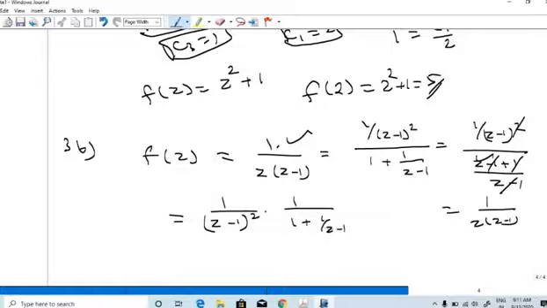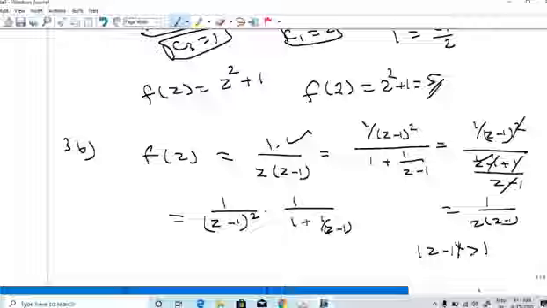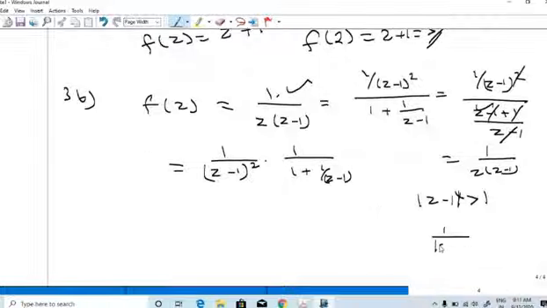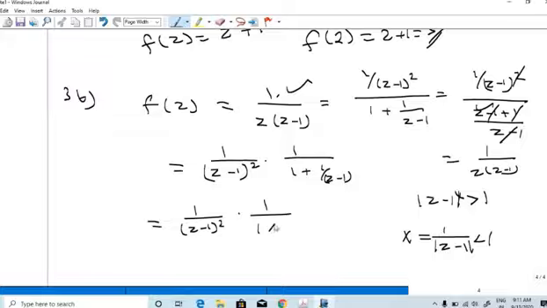Now, since they gave that mod(z-1) is bigger than 1, therefore 1/mod(z-1) is always less than 1. So maybe we call this number x. Now substitute 1/(z-1) as x. Therefore we get 1/(1+x).